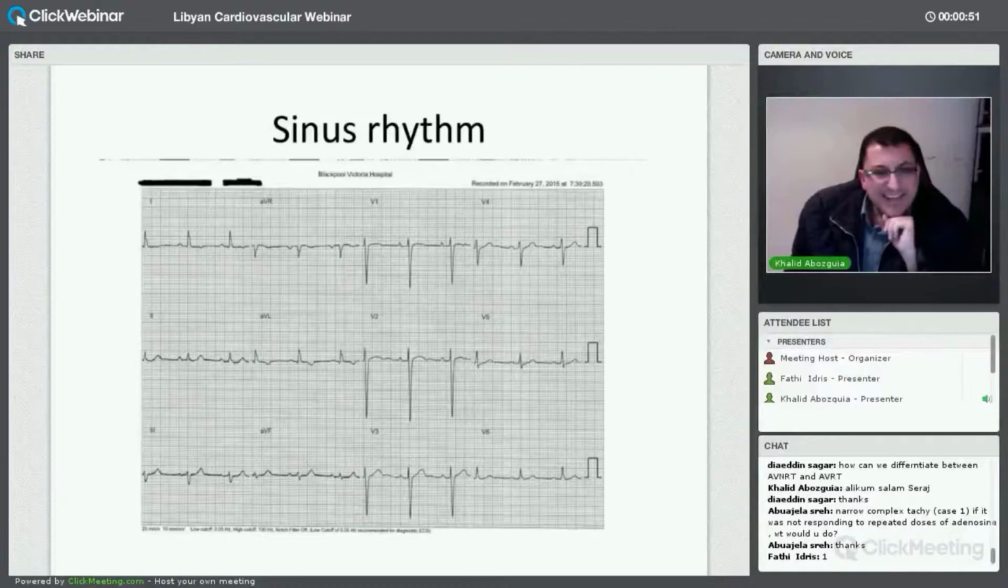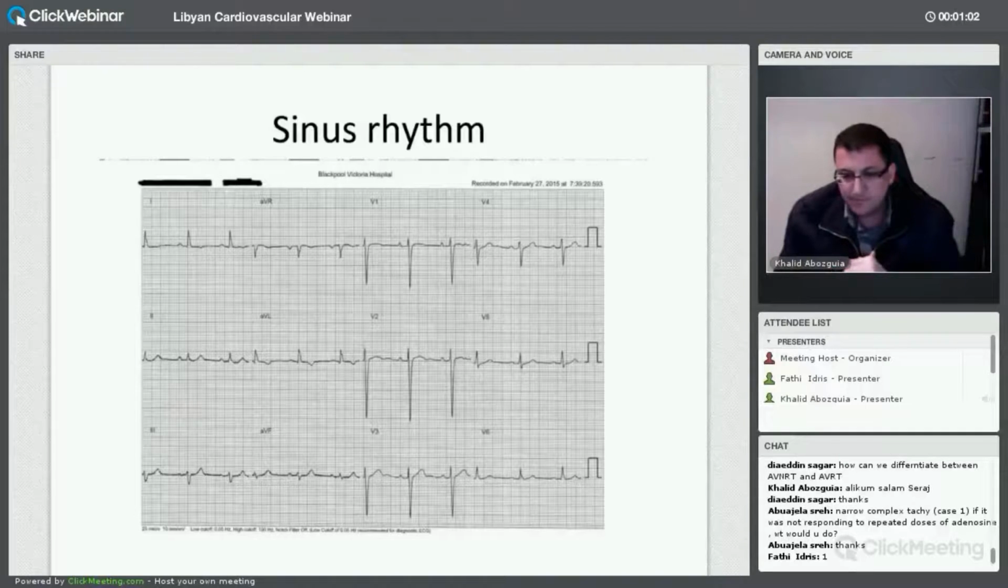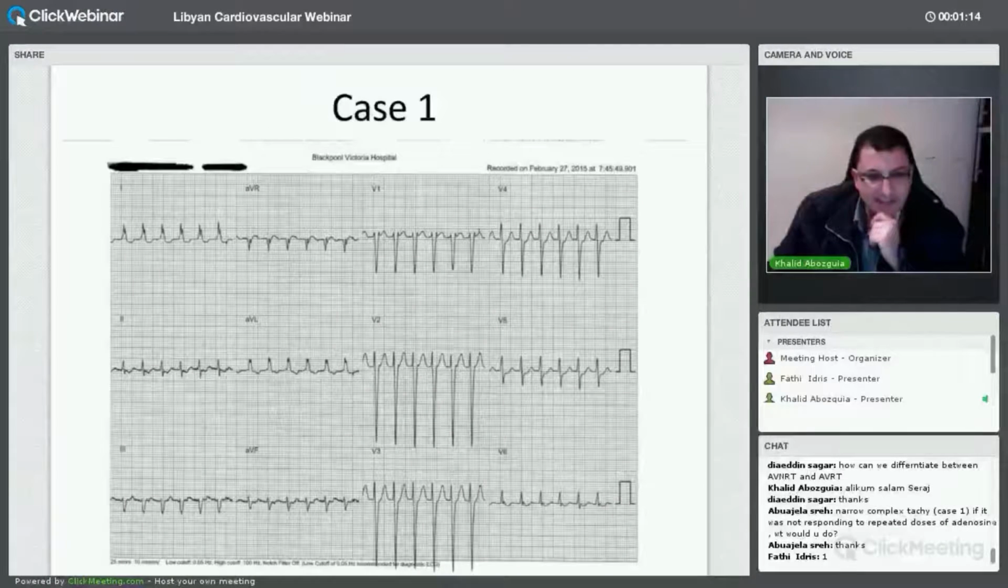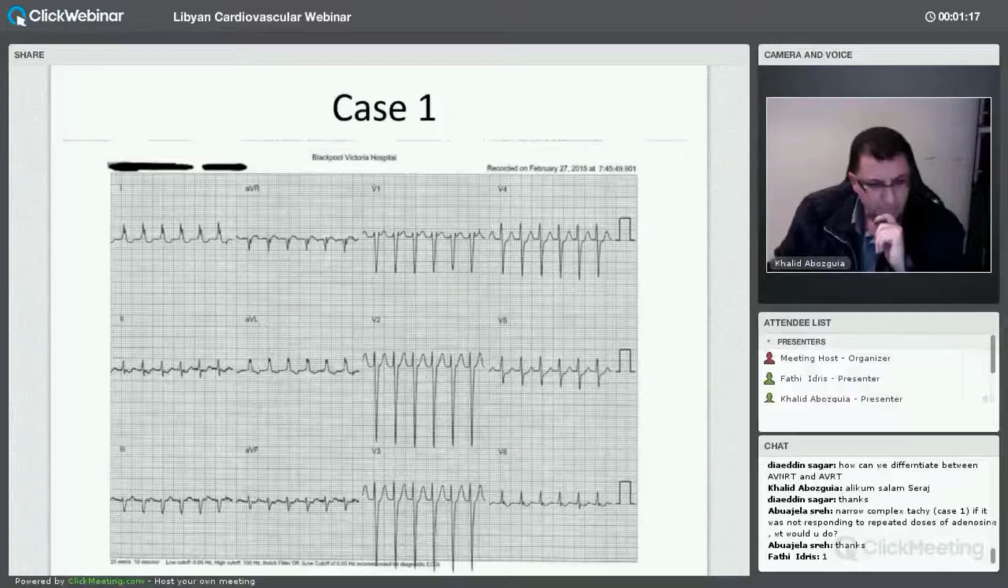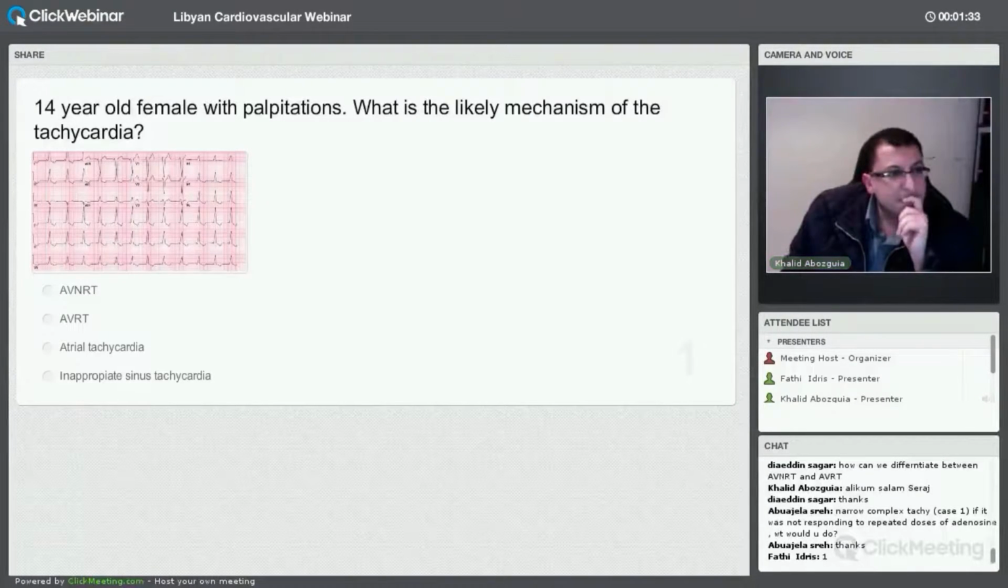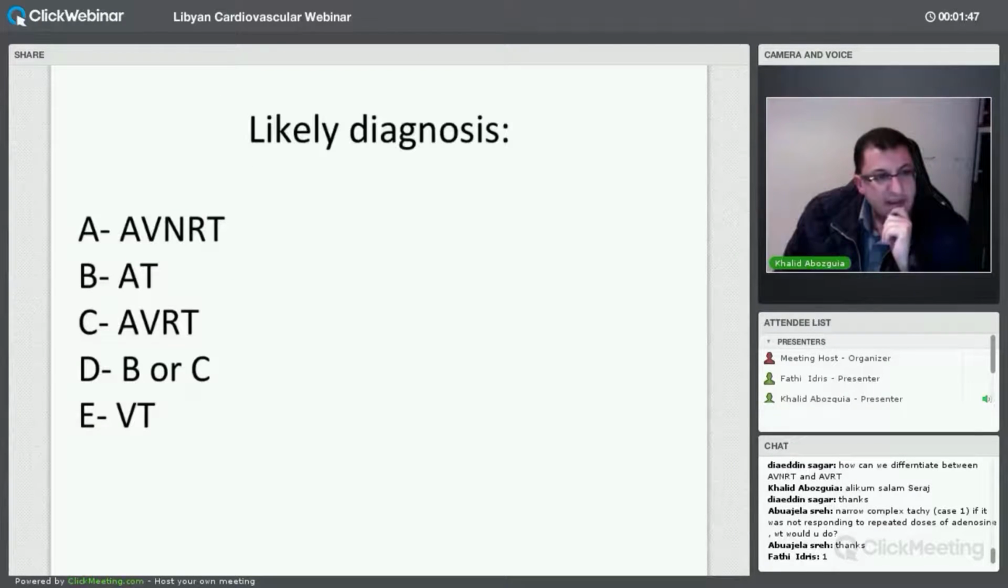Okay, so this is his sinus rhythm ECG. I'll give you about 20 seconds to look at this ECG. And I'll go back to the tachycardia ECG before I ask you the question. Okay, so what is the likely diagnosis? A, AVNRT; B, AT; C, AVRT; D, AT and AVRT; or E, VT. So if we could have the poll now, please, Fakri.